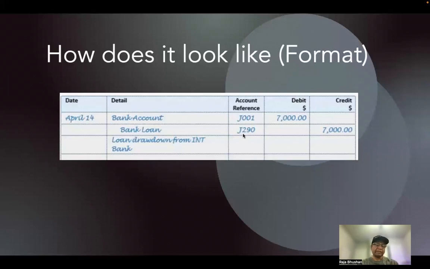Moving forward, we will see how exactly we are going to record the transactions. Here the description is given: loan drawn down from INT bank. That means the business has borrowed $7,000 from INT bank. That's why you got $7,000 in your bank account, and you are incurring a liability of 7,000 which you have to pay to your bank. It is just an example of how it looks.